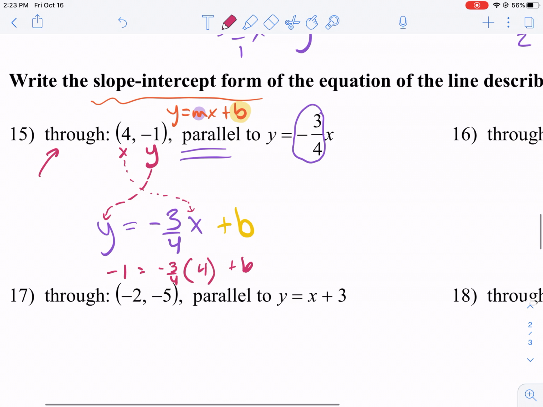So then we solve here, we do 4, and then with the 4, we'll cancel out. We have negative 1 equals negative 3, and then we add b, and we have almost done. We're going to add 3 to both sides. We get 2 equals b, so that's our y-intercept.